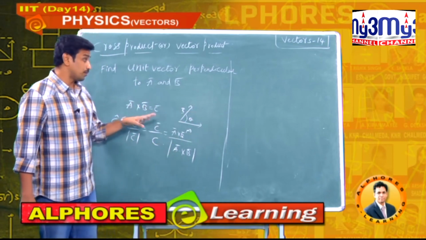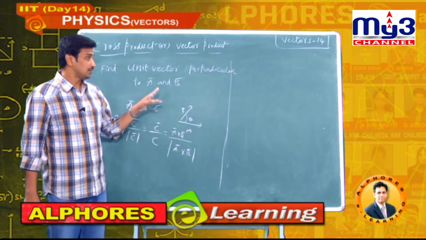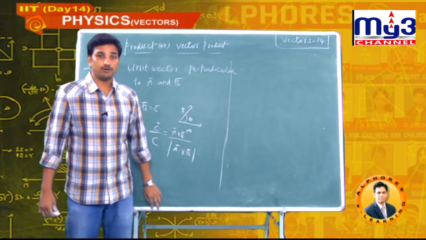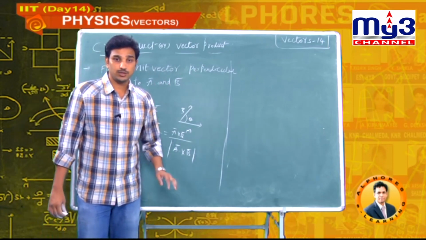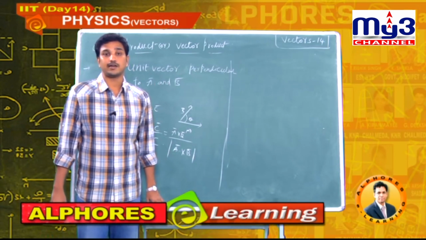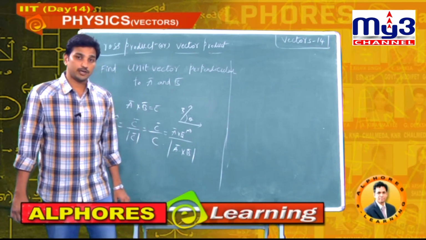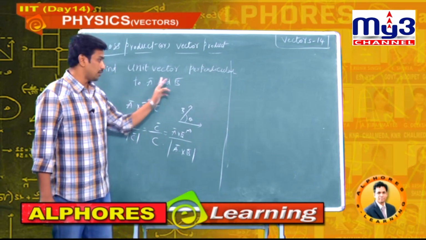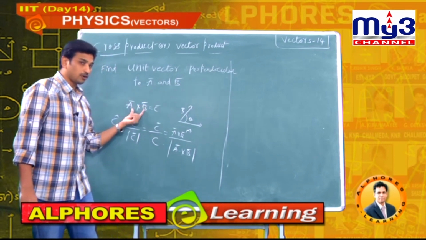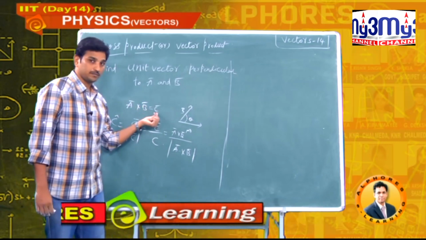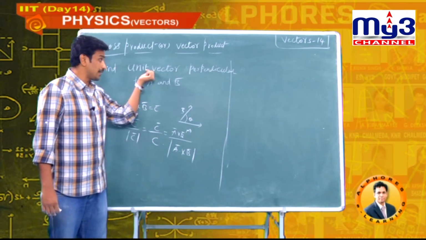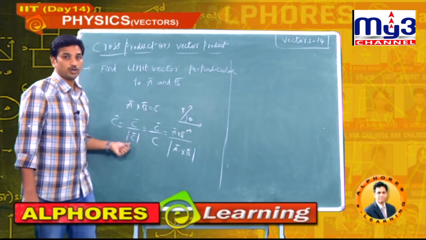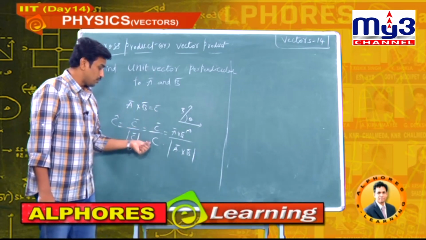So once again, observe that they are asking for the unit vector perpendicular to A bar and B bar. Before writing the unit vector, first you need the vector perpendicular to A bar and B bar. After knowing that vector, we can write its unit vector. The perpendicular vector is A cross B, which I can treat as C bar. Now they are asking us to calculate the unit vector of C bar. C cap is equal to C bar by mod C bar.